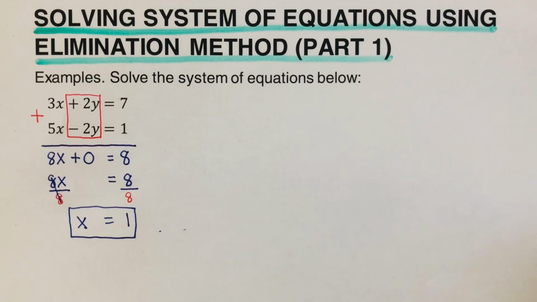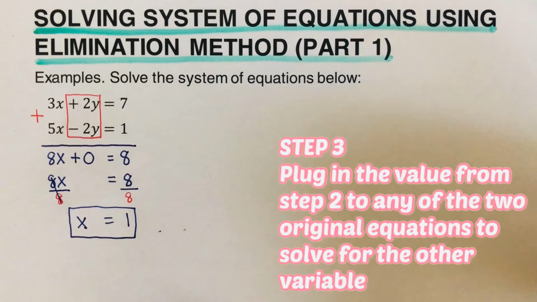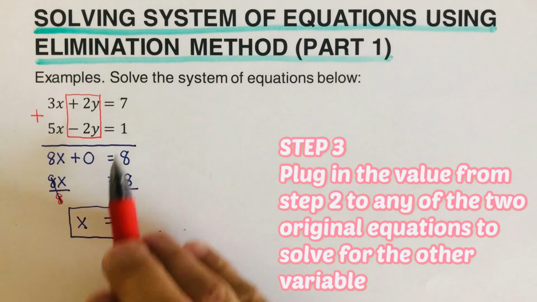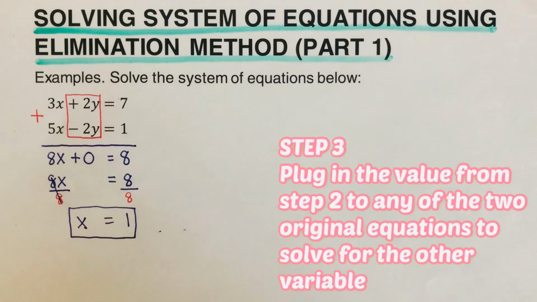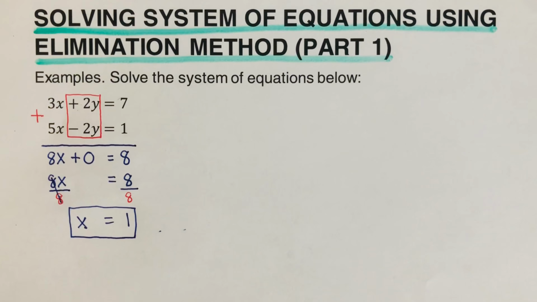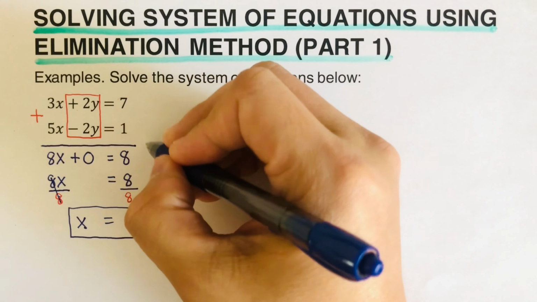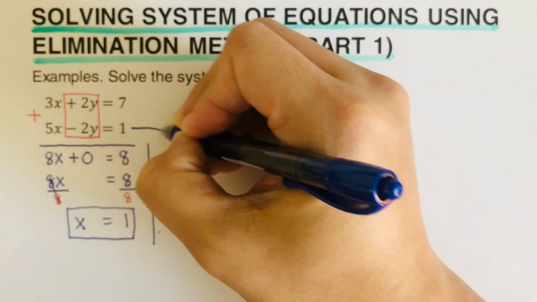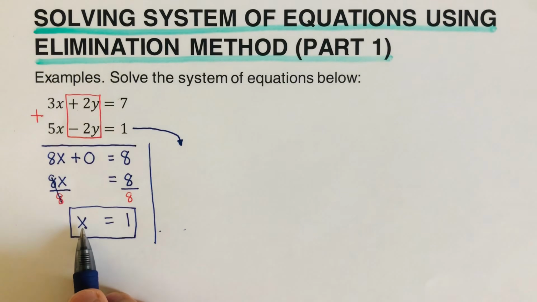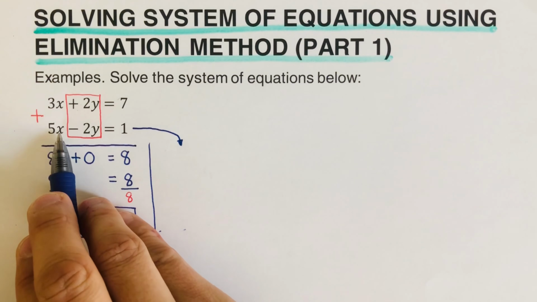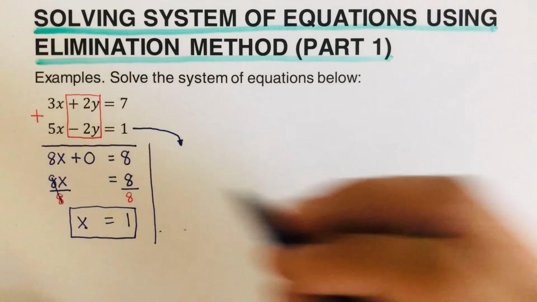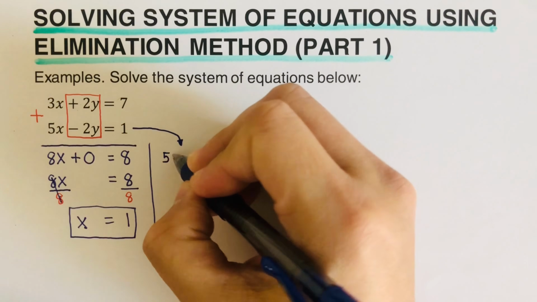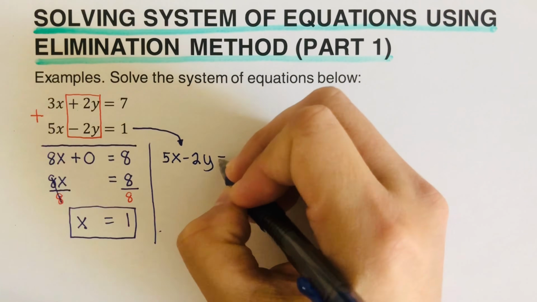Now the third step, once we already did the first and second step, is to plug in the value that we got from step 2 into any of these two equations that we have here, and then solve for the other variable. In this case, let's take this second equation. Since we already solved for x, we plug this value of x into this second equation so we can solve for y. So the second equation is 5x minus 2y equals 1.